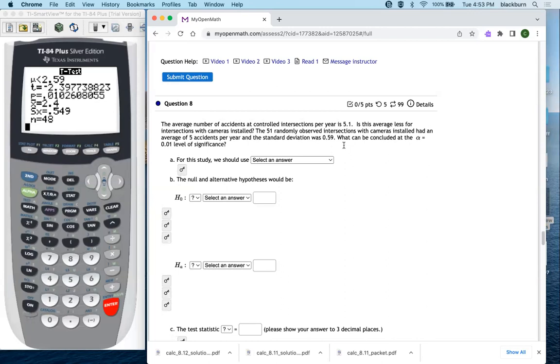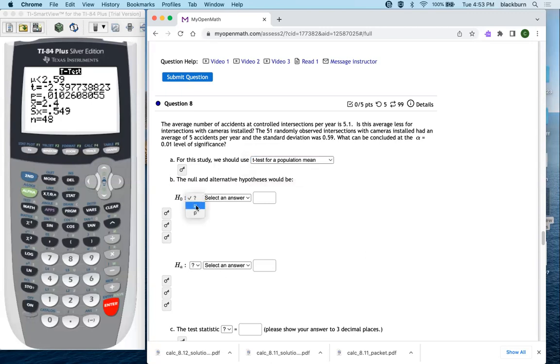So average number of accidents at controlled intersections per year is 5.1. Is this average less for intersections with cameras installed? The 51 randomly observed intersections with camera installed had an average of 5 accidents per year. The standard deviation was 0.59. What can be concluded at the 0.01 level of significance? We do not have the population standard deviation, therefore we're doing the t-test.